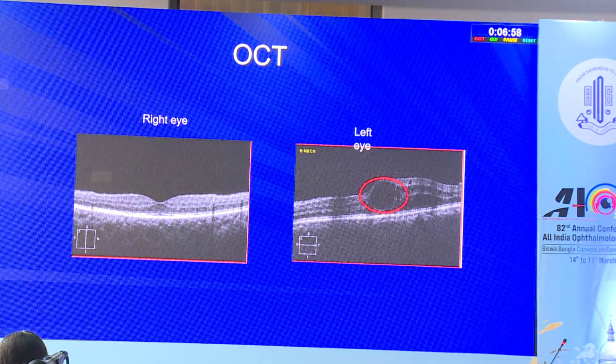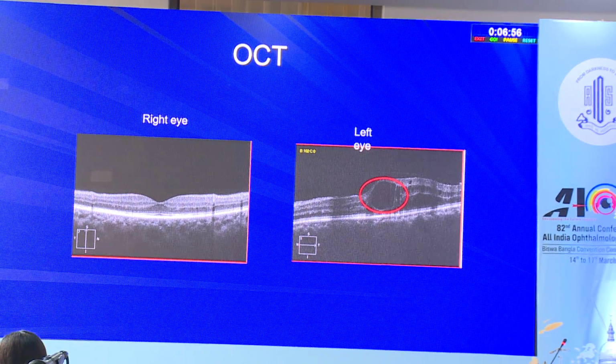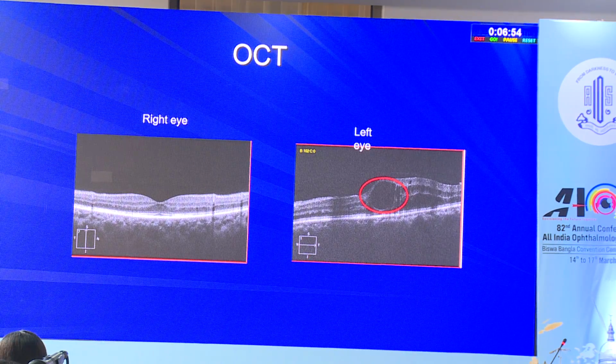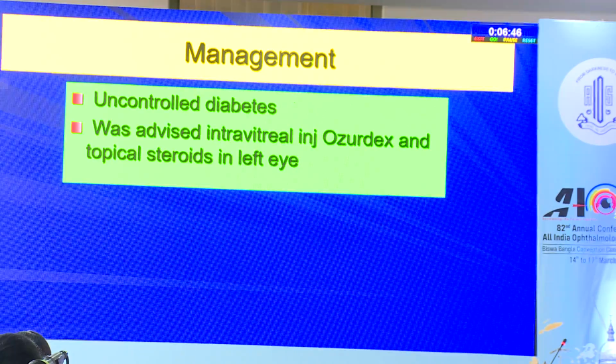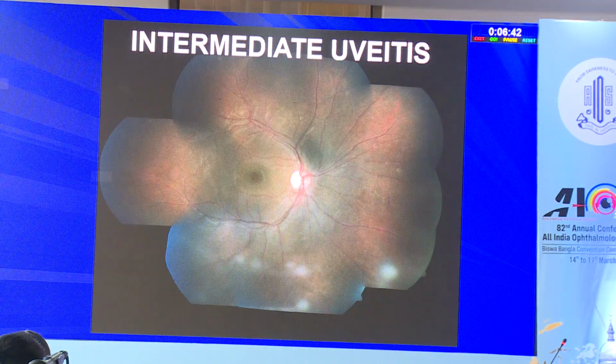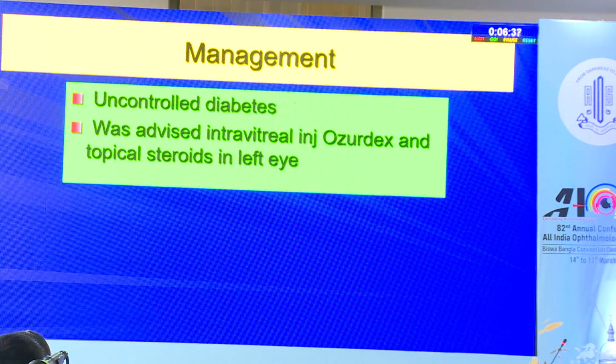How do you treat a patient with 11.6 HbA1c? We cannot give oral steroid. So intermediate uveitis, spillover anterior uveitis with cystoid macular edema is the diagnosis. We give intravitreal Ozurdex and topical steroids in the left eye. And you can see that this patient has improved significantly and all the vitritis has disappeared. And the patient got back 6/6 vision.